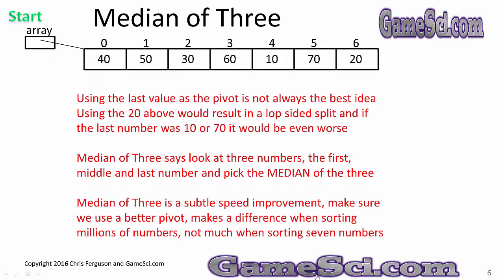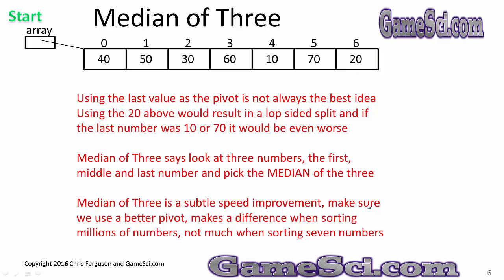Median of 3. Using the last value as a pivot is not always the best idea. If we use this 20 up above as a pivot, it would result in a lopsided split. If the last number was 10 or 70, it would be even worse. If you pick this as your pivot value, sometimes you get a bad pivot value.